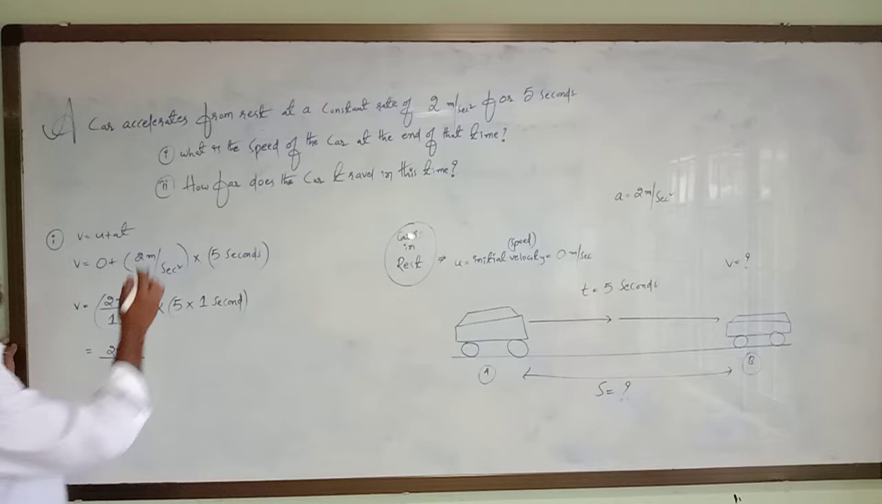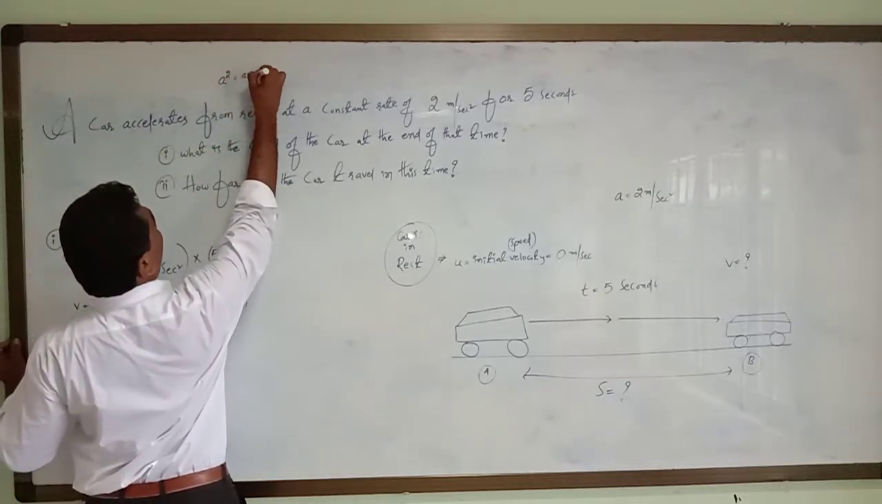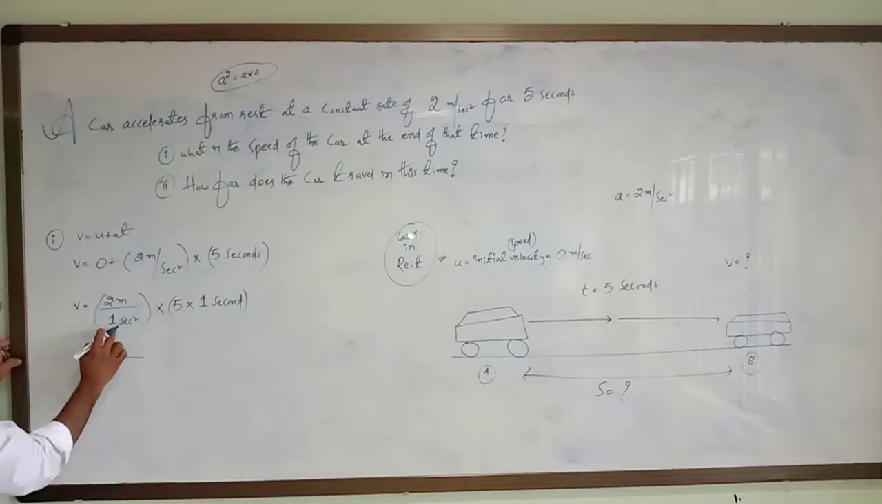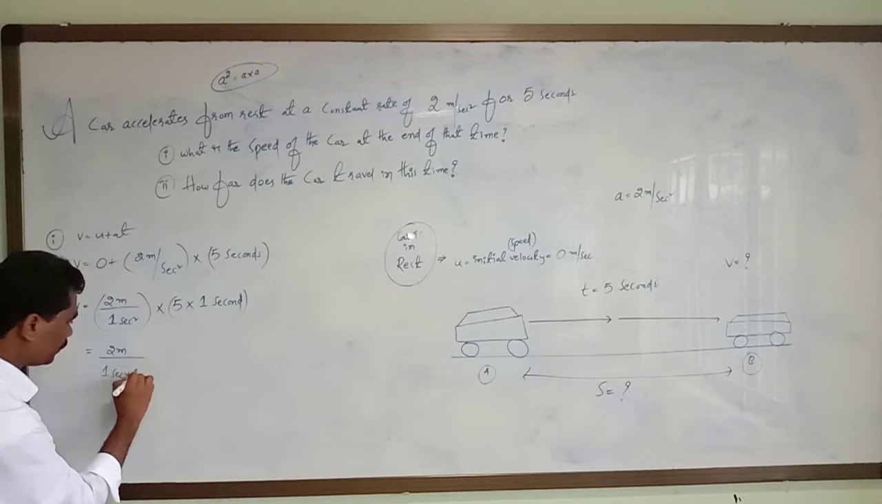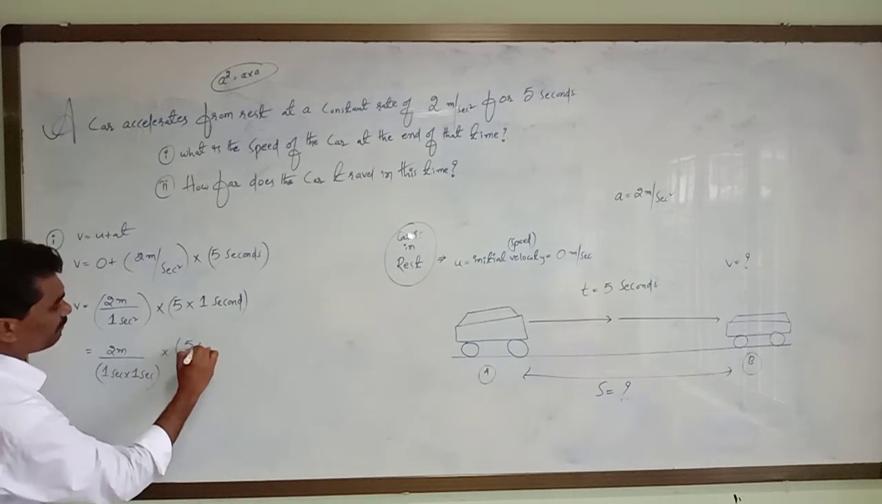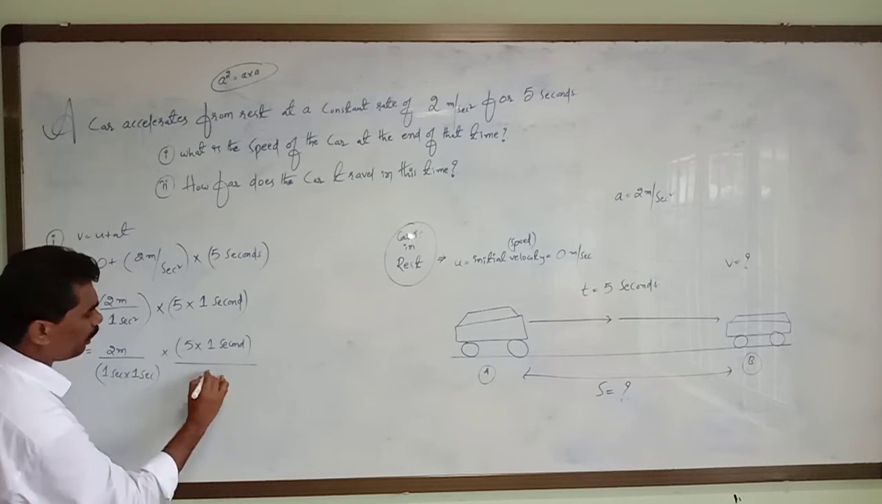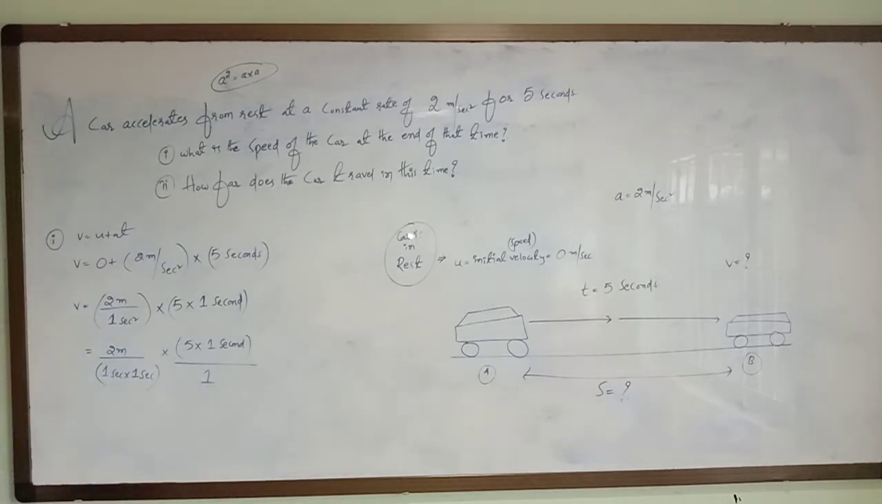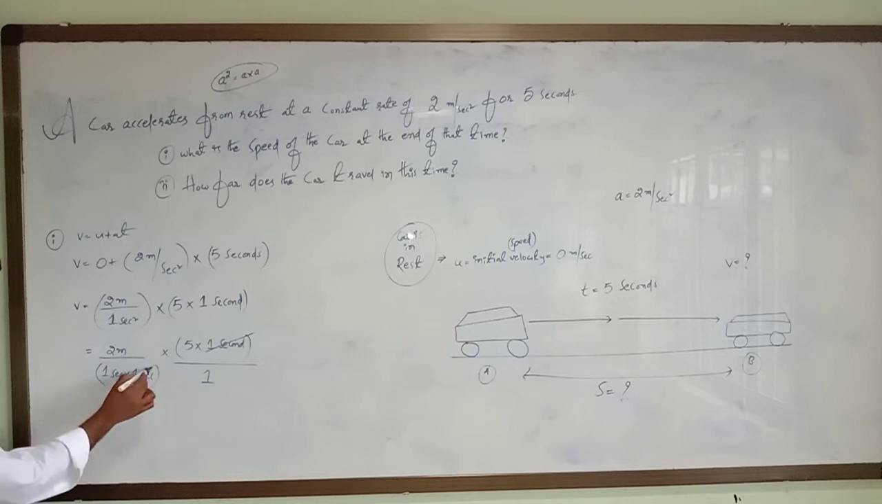Here 2 meter divided by 1 second square, a square is written as a into a. In the same manner, 1 second square is written as 1 second into 1 second, into 5 into 1 second, all divided by 1. There is nothing in the denominator, so that's why we can put 1. Numerator 1 second is there, denominator 1 second is there, so both will get cancelled.